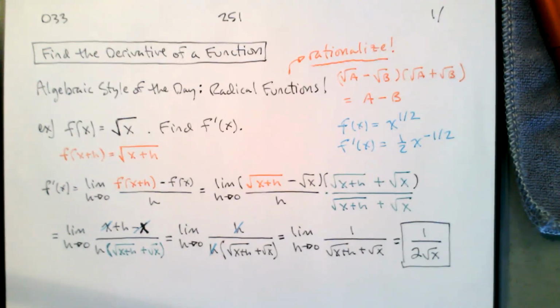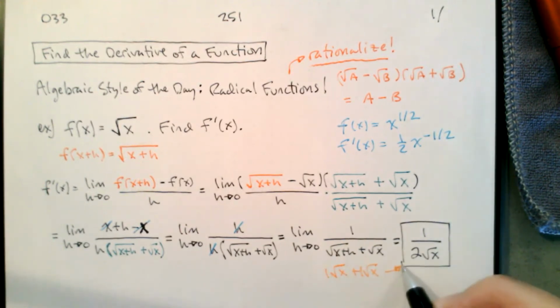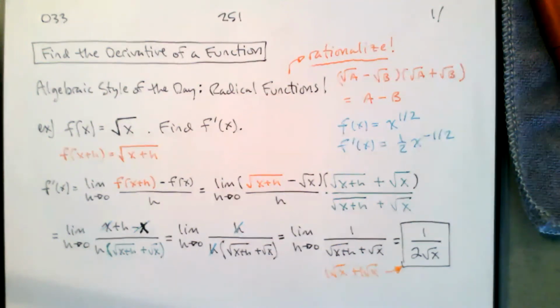Yes, Professor. How do you get the denominator to square root of x? I forgot. So down here, when h goes to 0, this term becomes the square root of x. And this term is still the square root of x. So now I have just one square root of x plus another square root of x. So that's 2 square roots of x. Oh, I remember now. Thanks, Professor Litch. Got it. Any other questions?